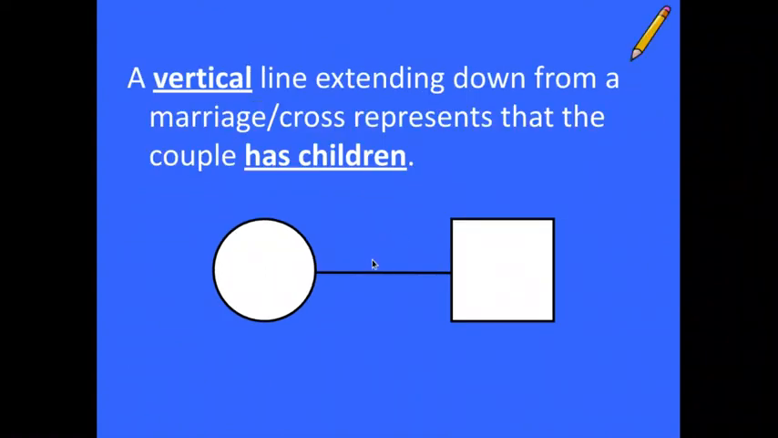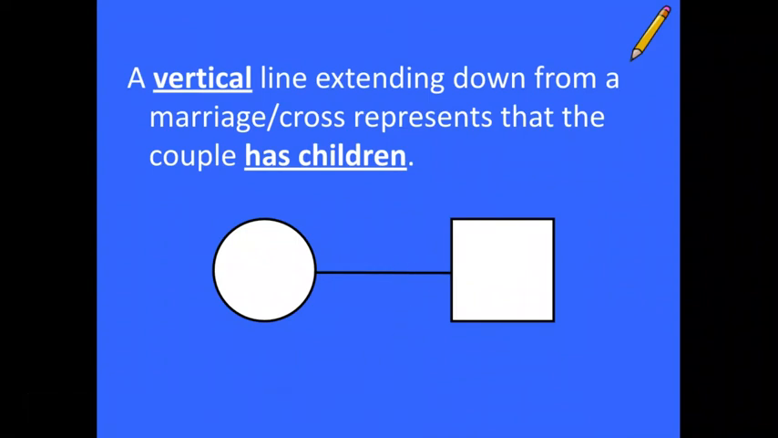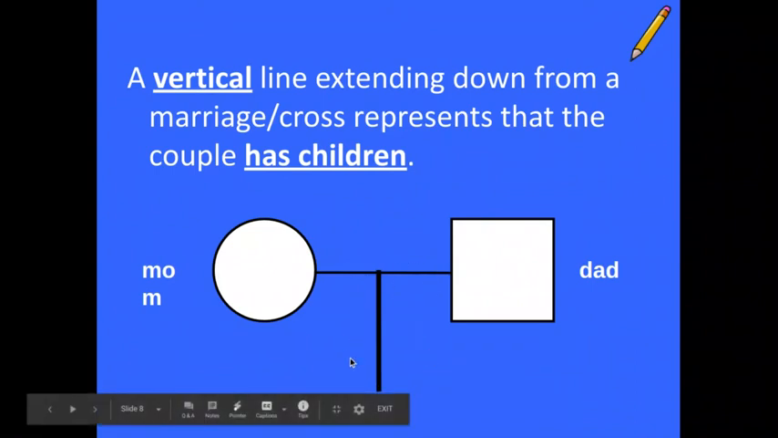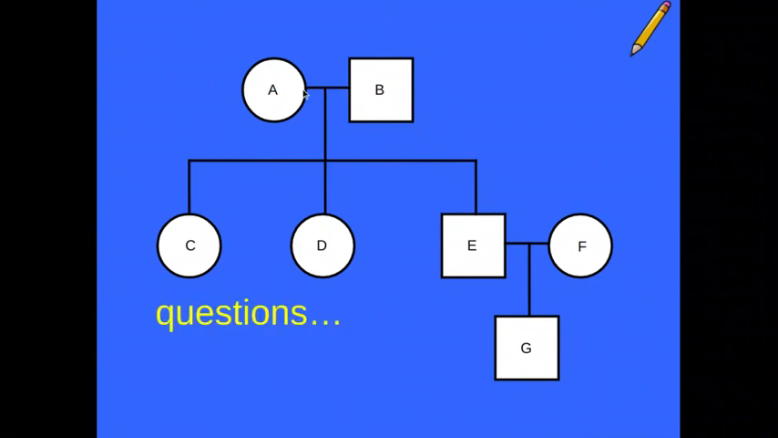A vertical line extending down from a marriage or cross represents that the couple has children. So here in this example, they don't have any children just yet. And now they do. So this is the vertical line that we were talking about. When you look at this example, A and B had three children, C, D, and E. And then over here, this couple, their youngest child, their son, married a woman. And yes, they had one child.